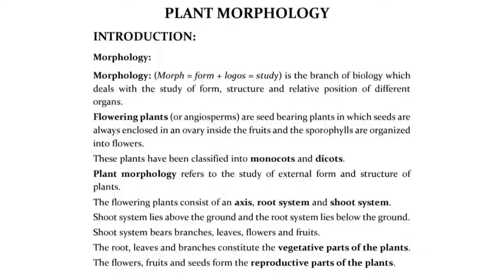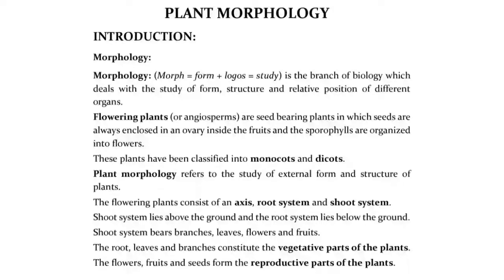Plant Morphology Introduction. Morphology. Morph equals form, logos equals study, is the branch of biology which deals with the study of form, structure and relative position of different organs. Flowering plants or angiosperms are seed-bearing plants in which seeds are always enclosed in an ovary inside the fruits, and the sporophylls are organized into flowers. These plants have been classified into monocots and dicots.